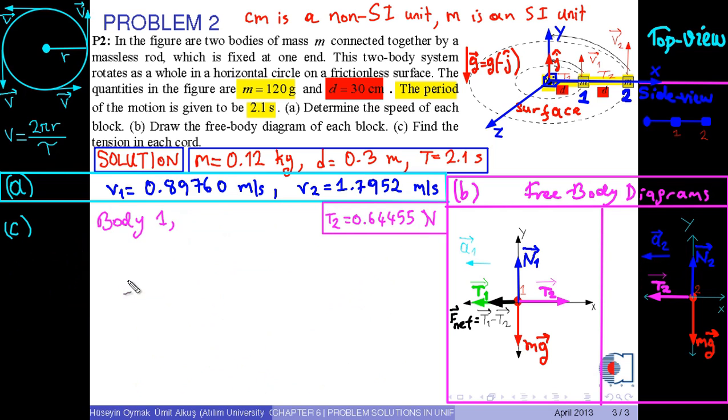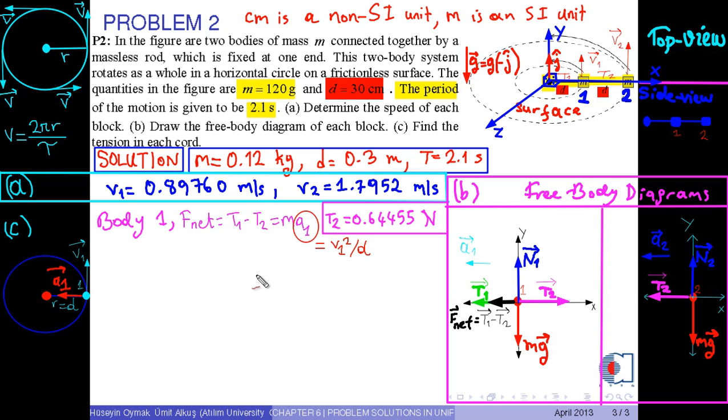For body 1, the net force is T1 minus T2, which is equal to m times a1 by Newton's second law. Here, a1 equals v1 squared over d. Then we have m times v1 squared over d. Then we obtain a formula for T1 as m times v1 squared over d plus T2.